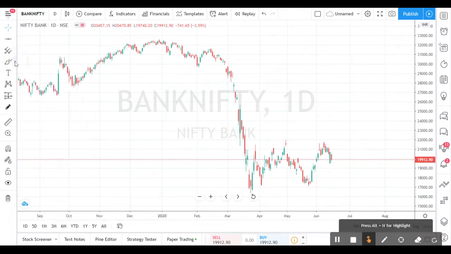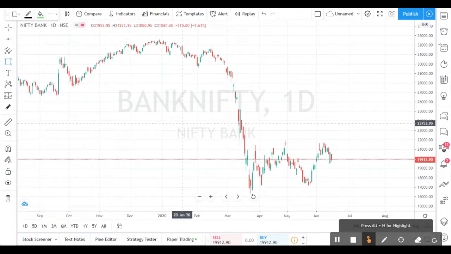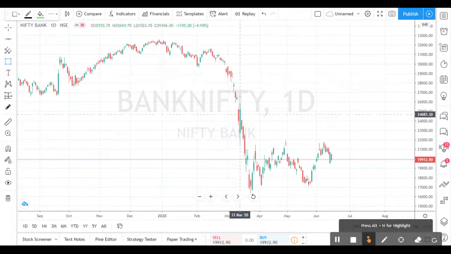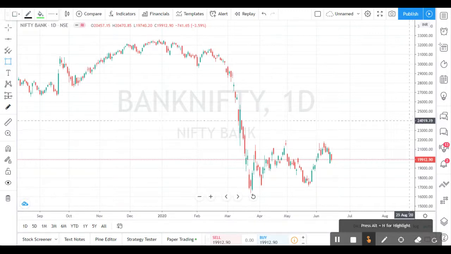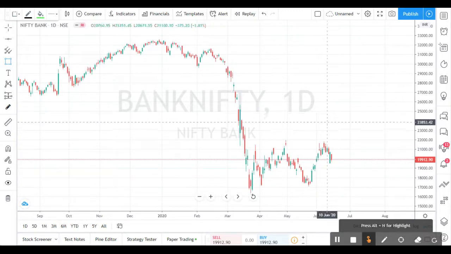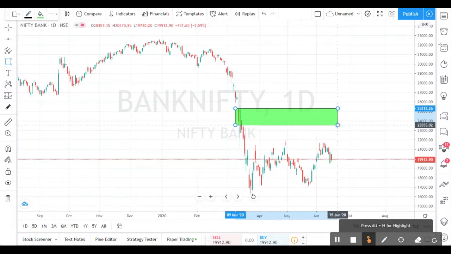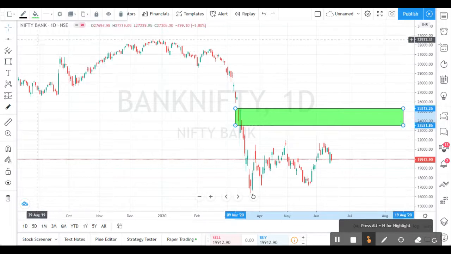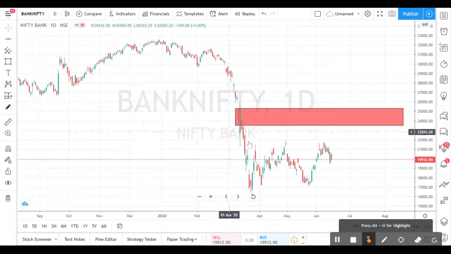From here we can use rectangle. From wherever the price has sharply moved lower, round figure 24,000 area, here from the small candle high and low, we will plot this red supply zone. Why I have plotted this supply zone, my friend?